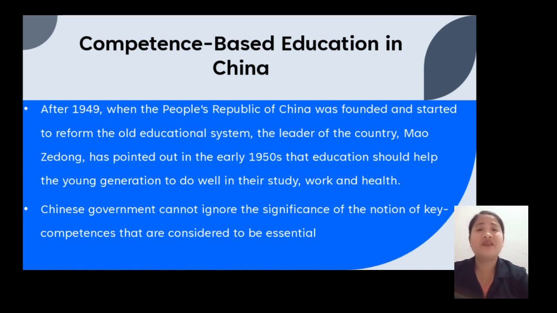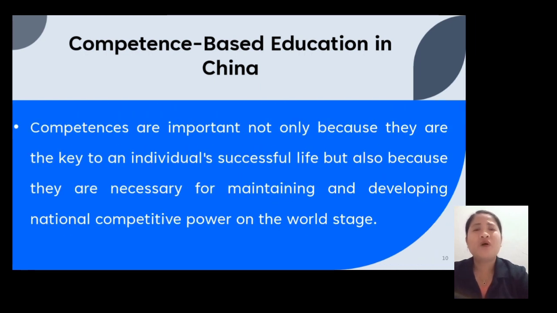The Chinese government cannot ignore the significance of the notion of key competences that are considered to be essential. Competences are important not only because they are the key to an individual's successful life, but also because they are necessary for maintaining and developing national competitive power on the world stage. So we could really say that competences are given much importance in Chinese education.